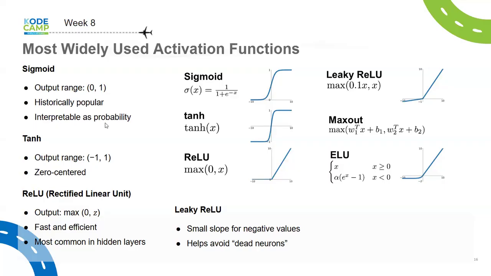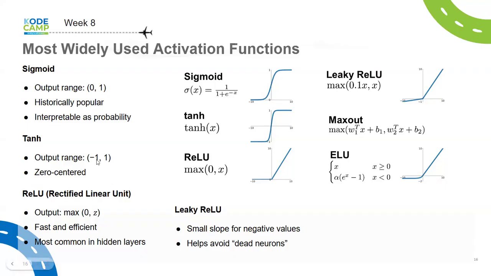And it can be interpreted as a probability because its value is always between 0 and 1, which is the range of standard probability. Okay, and you can see the shape here, and the equation is 1 over 1 plus e raised to the power minus x. Then you have the tanh, which is the hyperbolic tangent, right?